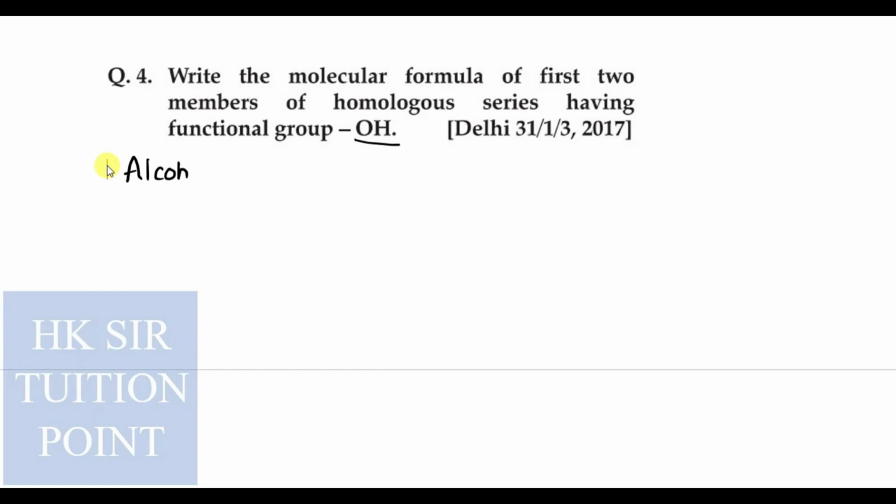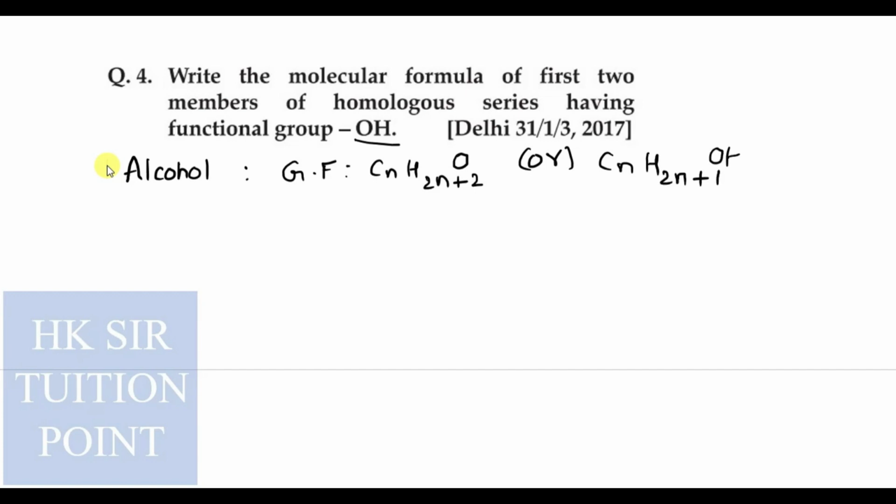Alcohol, which means its general formula is CnH2n+2O. Remember, O should be in the line of H. Or I can write it like this: CnH2n+1OH, where n starts with 1, 2, 3, 4, etc.